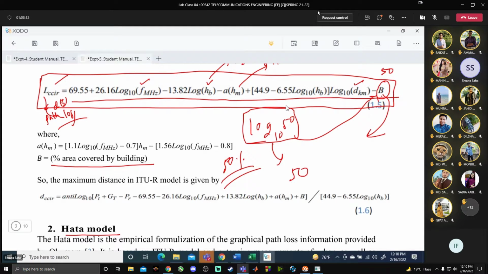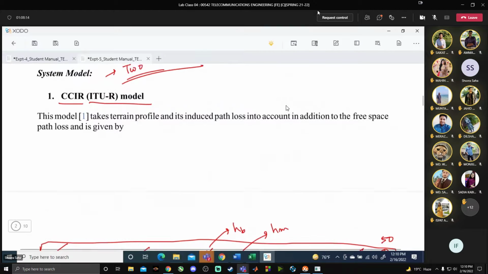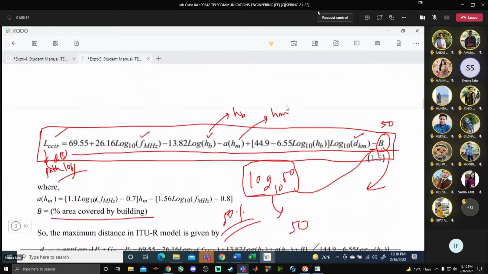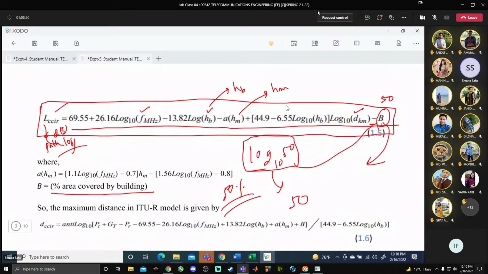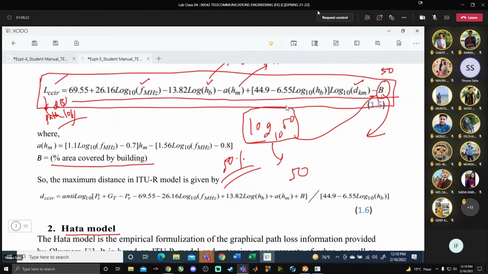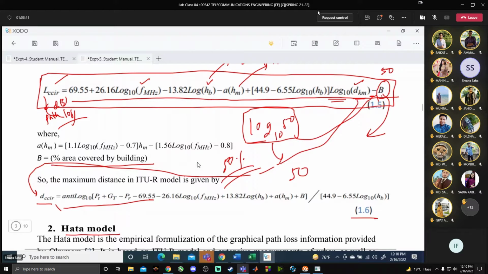So anyways, this is the ITU-R model, or CCIR model, for estimating path loss with all the path loss variables. And this equation, as you can see, equation number 1.6, is obtained just by rearranging this equation. This distance, if I bring it to the left-hand side, then I will get this equation. So obviously you have to take the anti-log. So এখান থেকে তুমি D CCIR বের করতে পারো, the maximum distance you can cover if you know the path loss. But this is not the propagation model equation. This is called the propagation model equation.